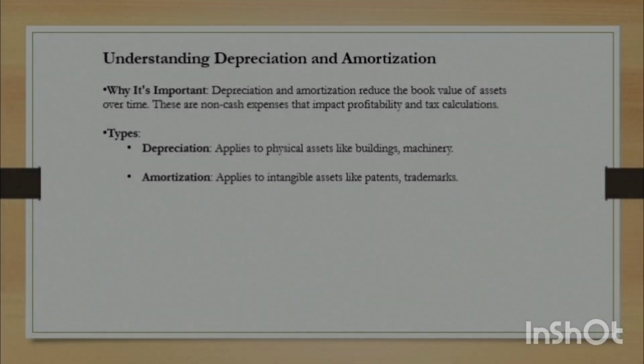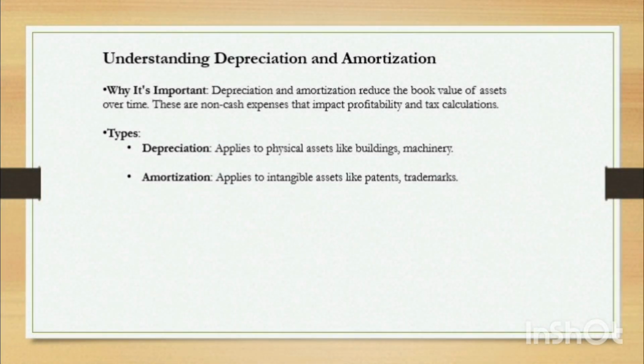Now that we have covered the balance sheet, let's talk about something that often confuses people: depreciation and amortization. Depreciation is the allocation of the cost of a tangible asset over its useful life, while amortization is similar but applies to intangible assets like patents or trademark. Let's take an example. Let's say your bakery buy a new oven for 50,000. Instead of recording the full 50,000 expenses in 1 year, you would spread it out over the oven's expected useful life, let's say 5 years.